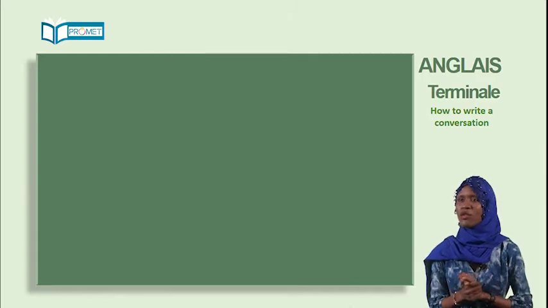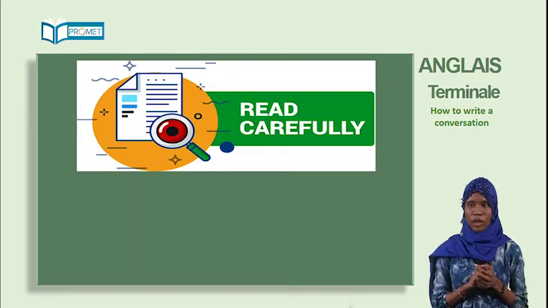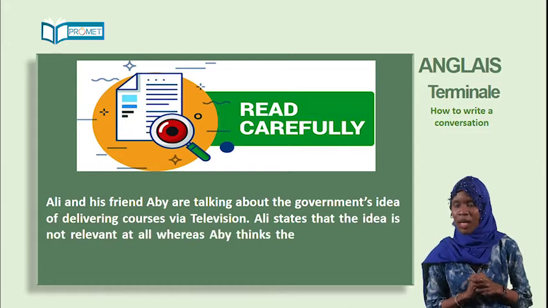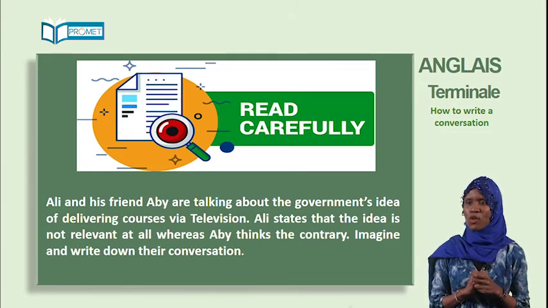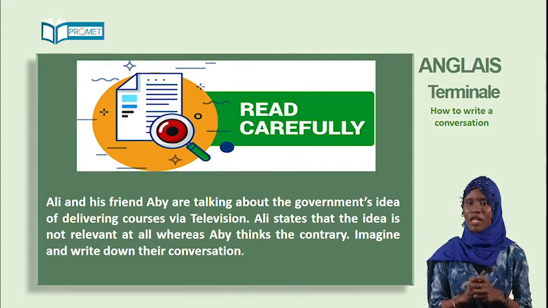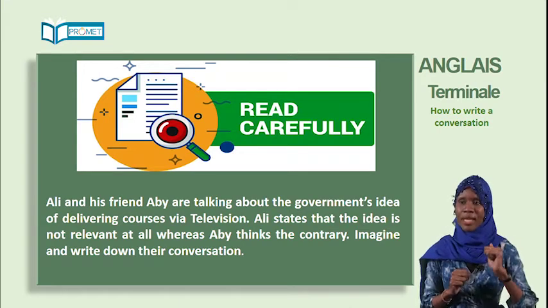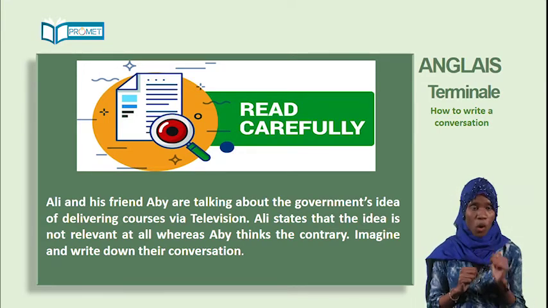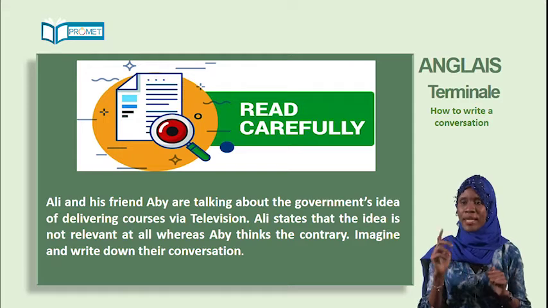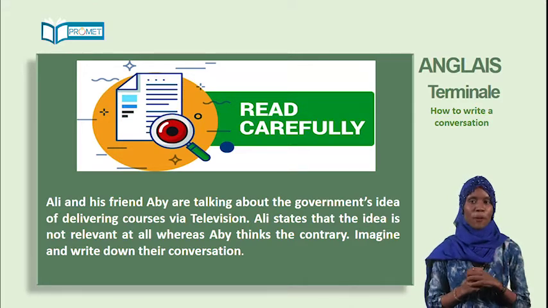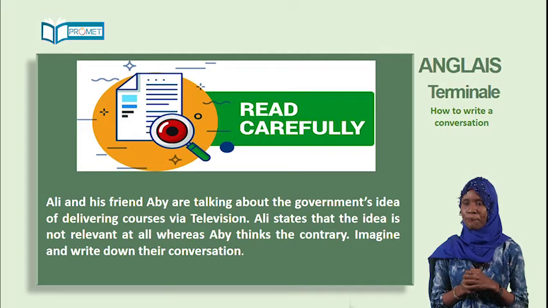Now, class, I would like you to read this topic very carefully. So we're going to read it together. Ali and his friend Abi are talking about the government's idea of delivering courses via television. Ali states that the idea is not relevant at all, whereas Abi thinks the contrary. Imagine and write down the conversation. So this is it.